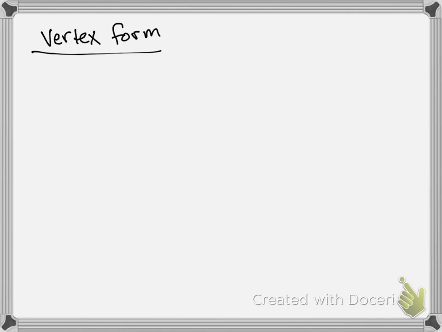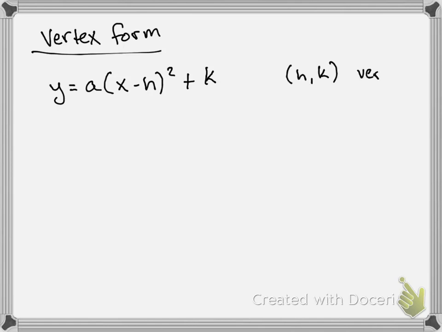What is vertex form? So you got a in front, x minus h squared plus k. That is the general rule, the mathematics rule. If you look in any kind of math textbook, that's what they're going to say vertex form is. And it's going to tell you that h comma k is the vertex point.